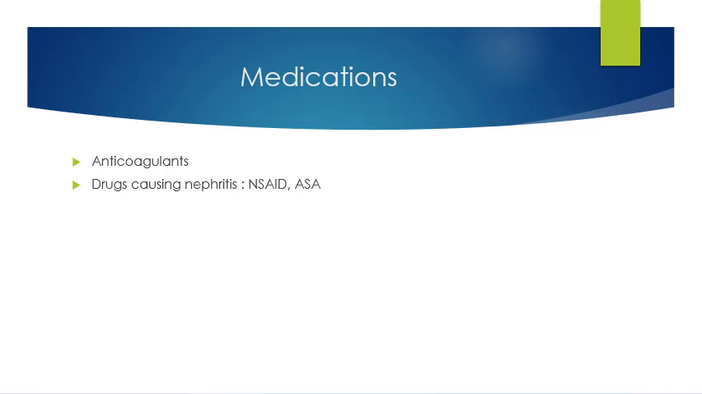Medication history. Always ask the patient for the current medications like anticoagulants which can cause bleeding, and some drugs like NSAIDs and aspirin which affect the kidney and can cause drug-induced nephritis, which presents as hematuria.